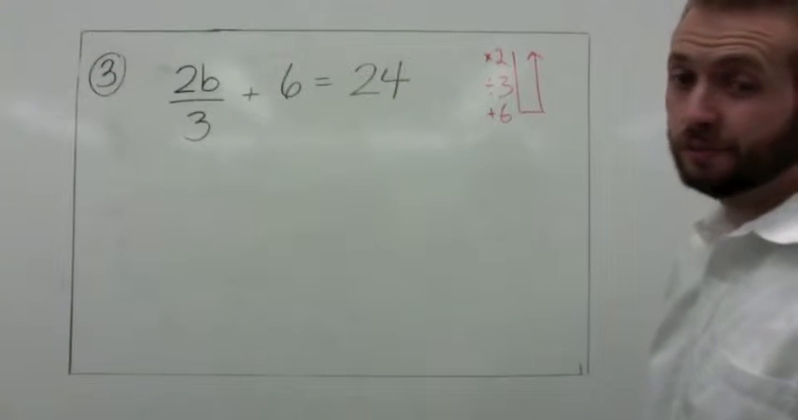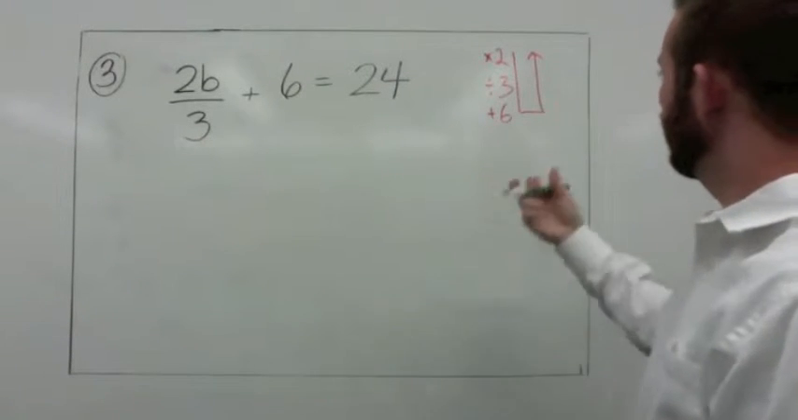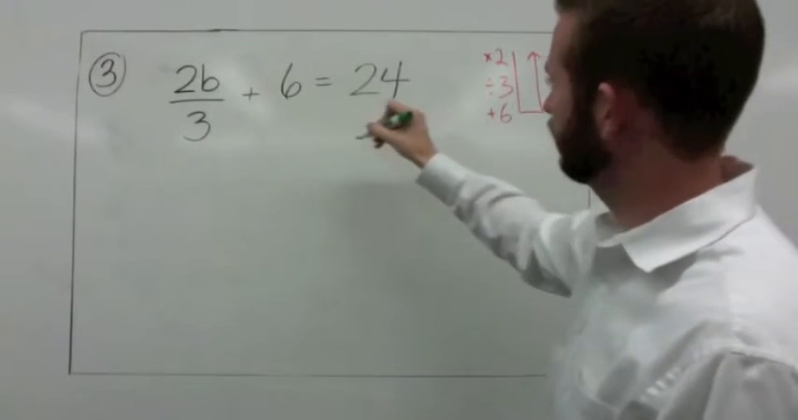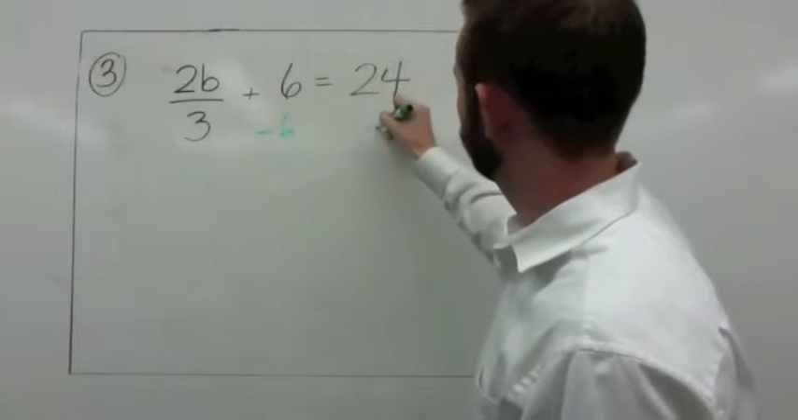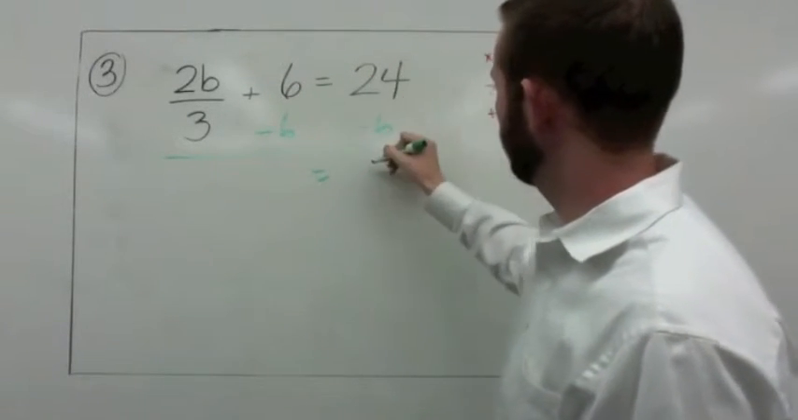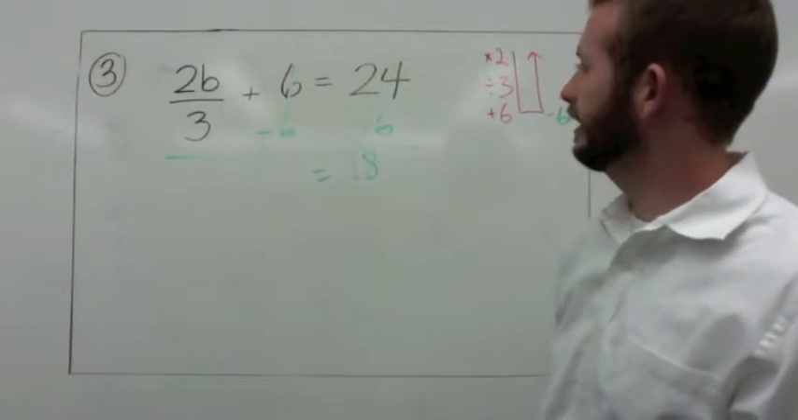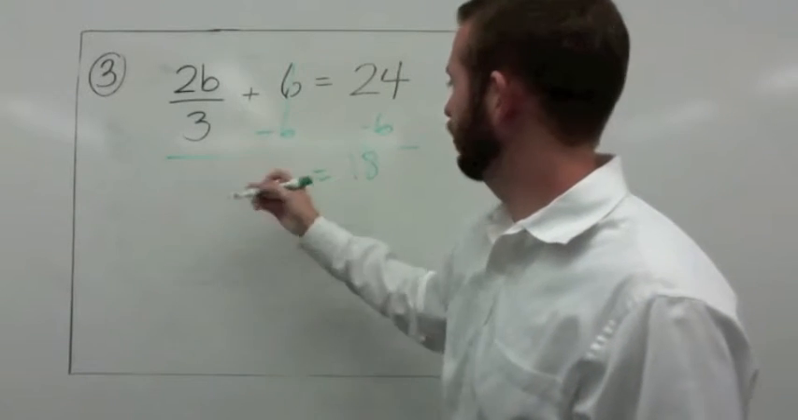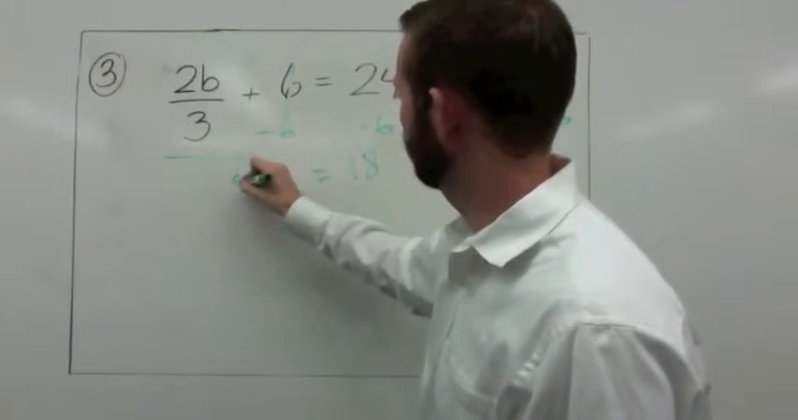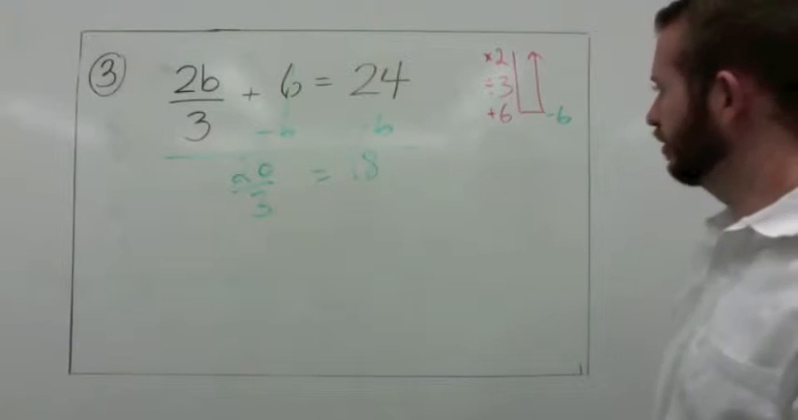So, what are we going to do first? Yeah, we're going to subtract 6. We're going to go ahead and subtract 6 from both sides. So minus 6, minus 6. Okay. 24 minus 6 is 18. That goes away. 2b over 3 stays the same. All right, good so far. 2b over 3 is equal to 18.